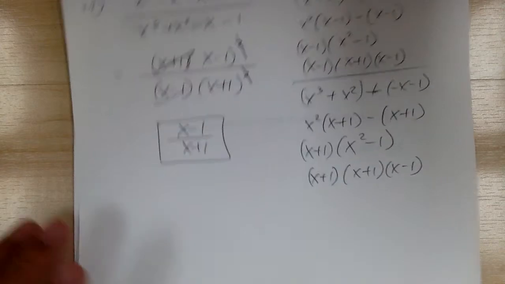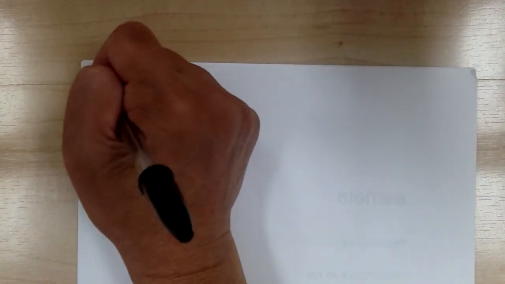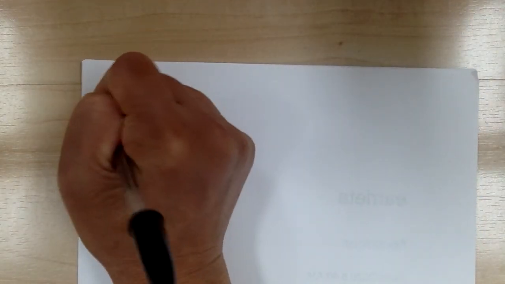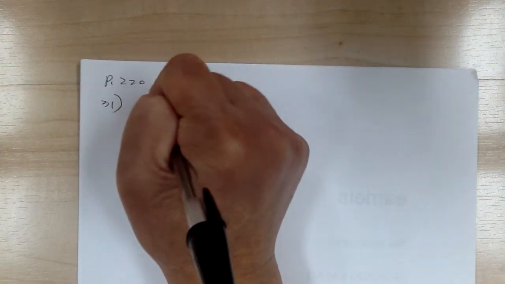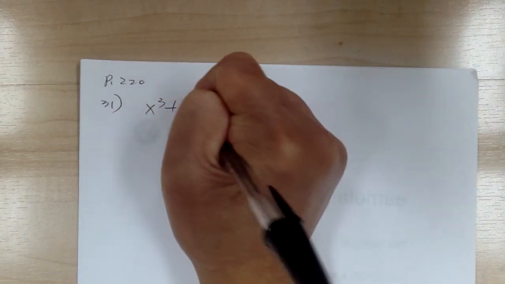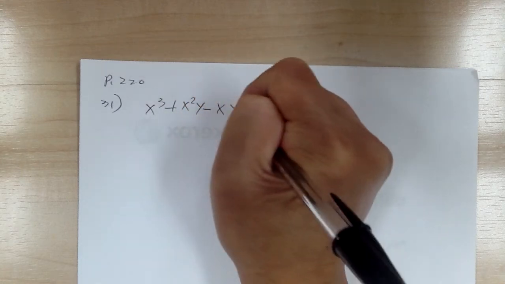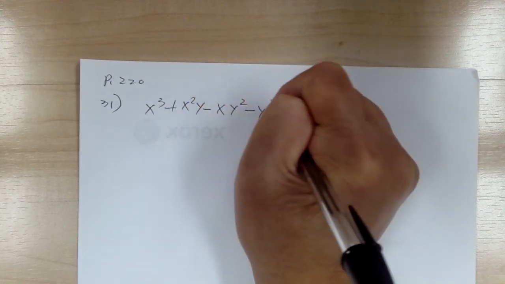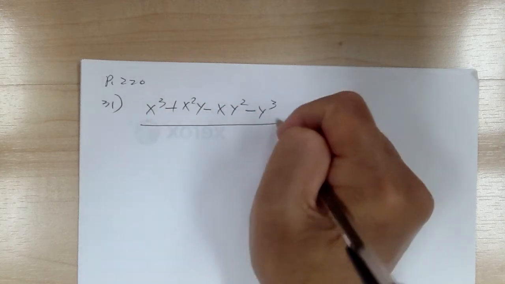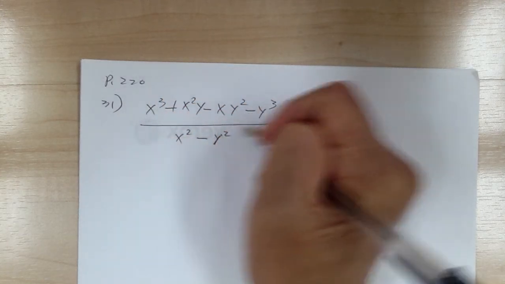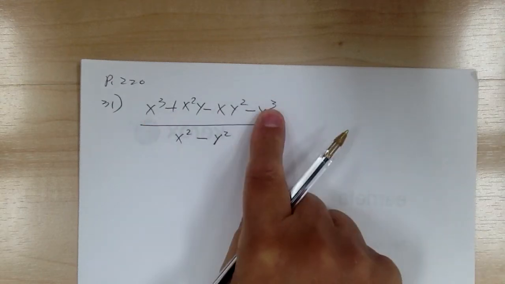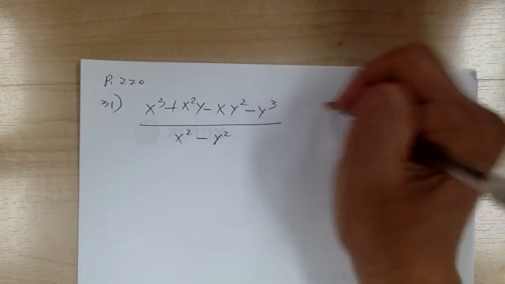Okay, let's go to 31. You have x cubed plus x squared y minus xy squared minus y cubed over x squared minus y squared. Okay, so again, the four terms, so let's do it by grouping. So go off to the side.